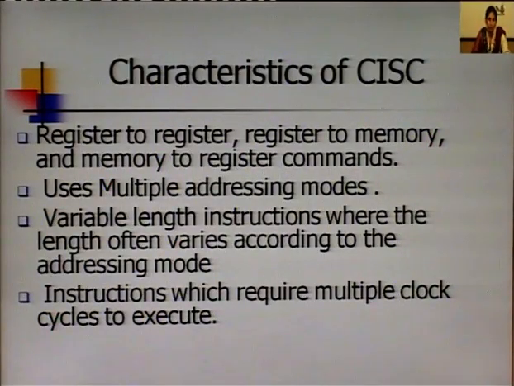It uses multiple addressing modes. Because we have a complex instruction set, meaning one instruction, multiple operations, we need multiple addressing modes. Variable length instructions, where the length often varies according to the addressing mode. The reason for the varying length is that the number of operations is not fixed in any instruction. In one instruction we can have one operation, or multiple operations. That is why the length of an instruction is also not fixed, it is variable. Instructions require multiple clock cycles to execute.